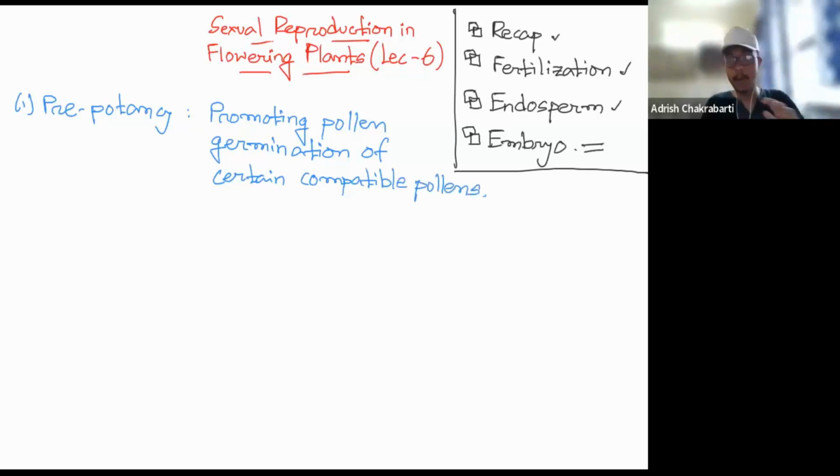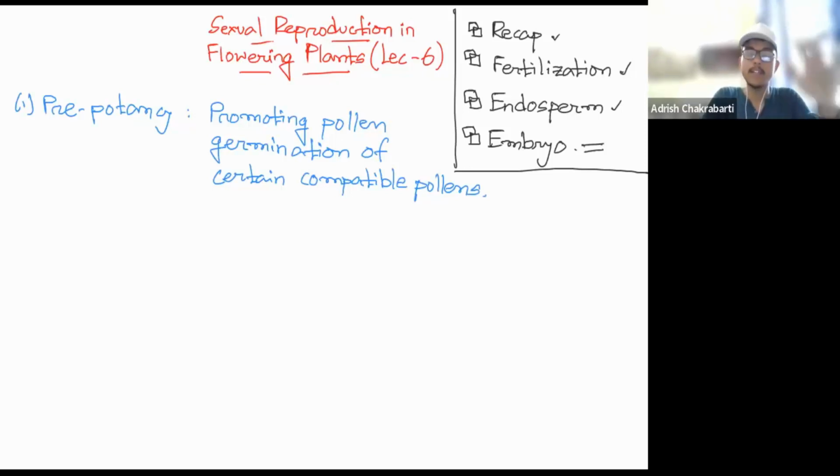We had discussed this in complete detail: the pollens are falling on the stigmatic surface, and they can be compatible or incompatible. If they're incompatible pollens, we observe self-incompatibility, that is, the stigmatic surface retards the pollen germination. But if the pollen that has fallen on the stigmatic surface is compatible, we observe that pollen germination is promoted. So I just added a name for this, which is prepotency.